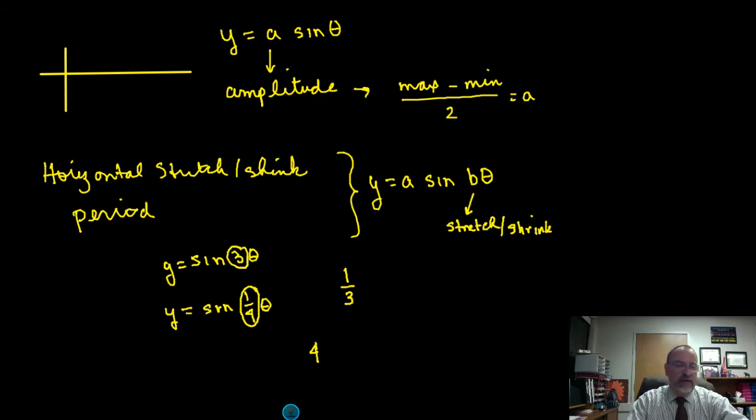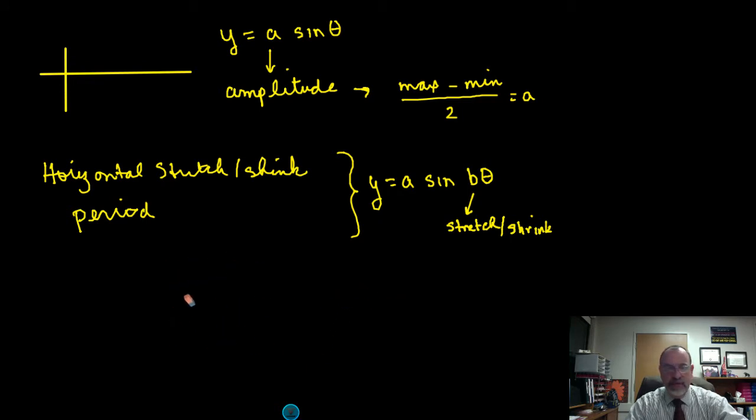Now, let's tie that together with the period, because that is not the period. B is not the period. B is the stretch or shrink. So we know that it affects the period, so how do we calculate the period? The period is then 2 pi, which is its normal cycle, divided by this b value. You take that normal 2 pi cycle and you divide it by the b value. That is going to then calculate for you the period.